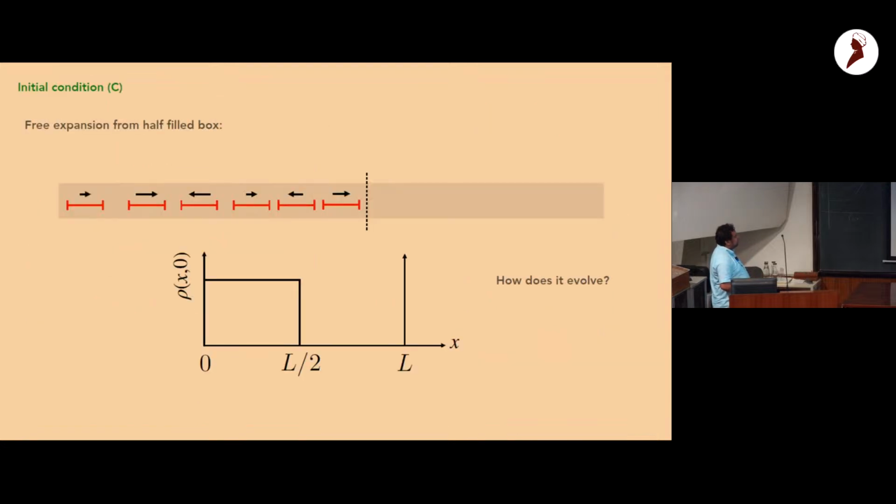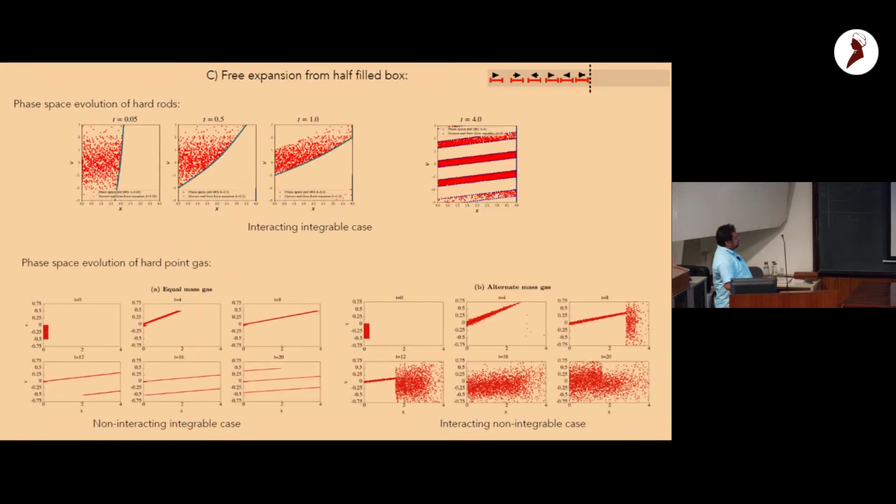Okay, good. So now let me talk about the last initial condition. This is the initial condition for which it actually goes to a GG state. It is the free expansion initial condition, where initially we put all the rods in the left half of the box and the velocities are Maxwell distributed, and we let them evolve. So this is the phase space evolution of the rods. They evolve like this, and at late time they create this kind of fine structures.